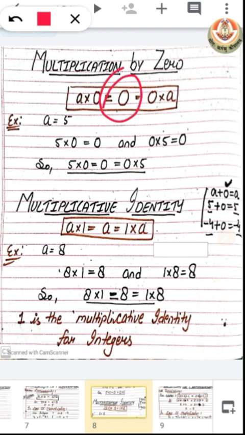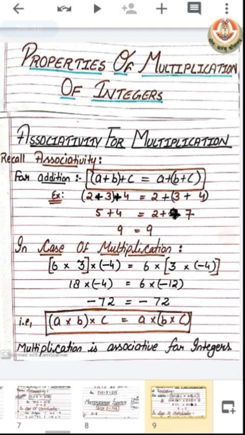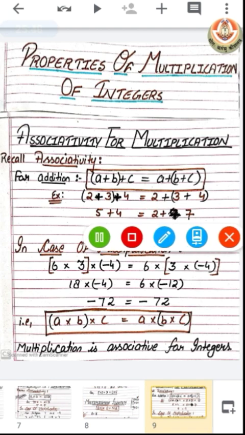Multiplicative identity is that number by which, when we multiply any integer, we get the integer itself as an answer. So that means 1 is the multiplicative identity for integers. Associativity of multiplication.